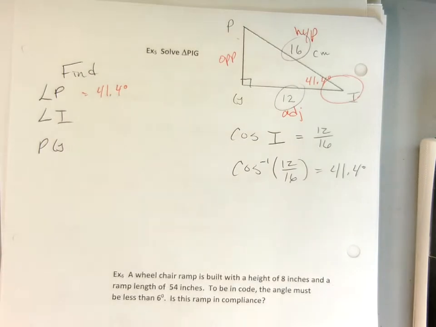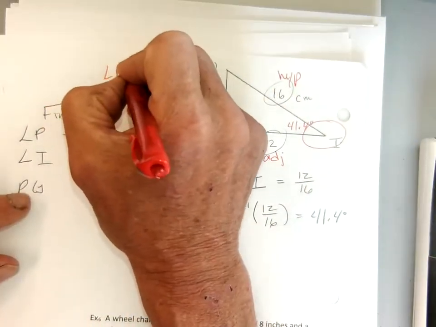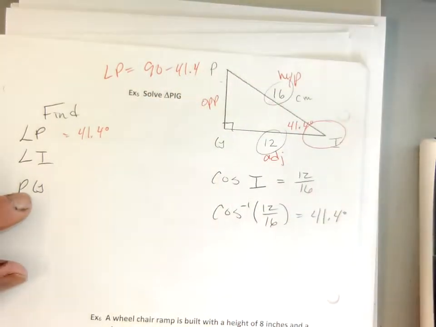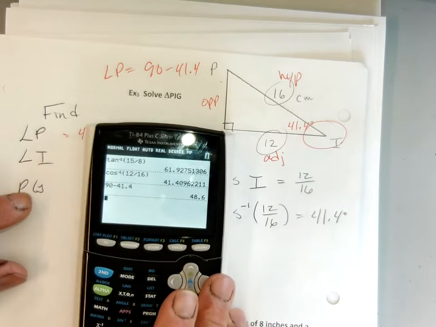Okay, now what? Then you could do the 90 minus 41. Yeah. So angle I, totally agree, Scott. So angle P is going to be just 90 minus 41.4 degrees. I totally agree, Scott. And I get about 48.6.